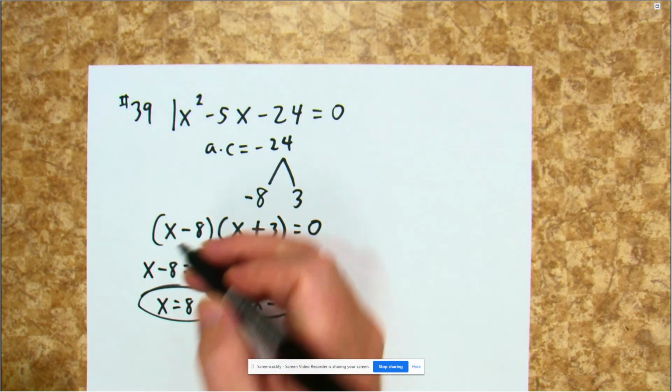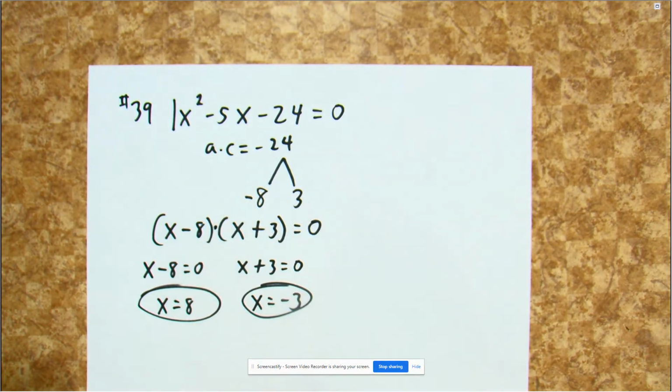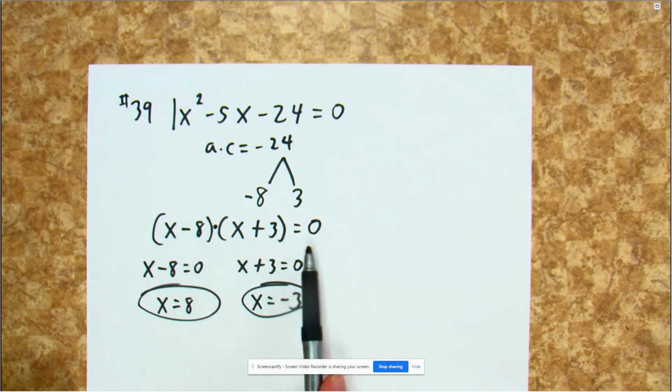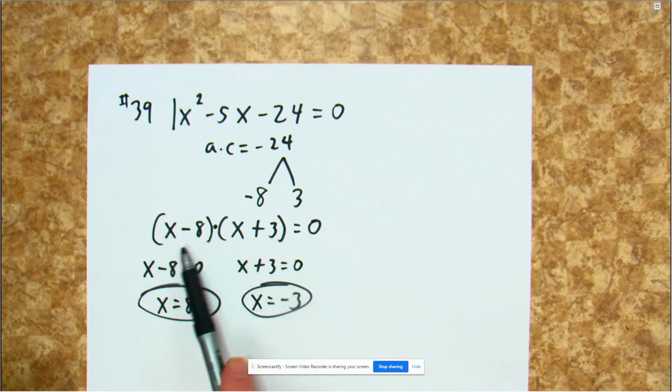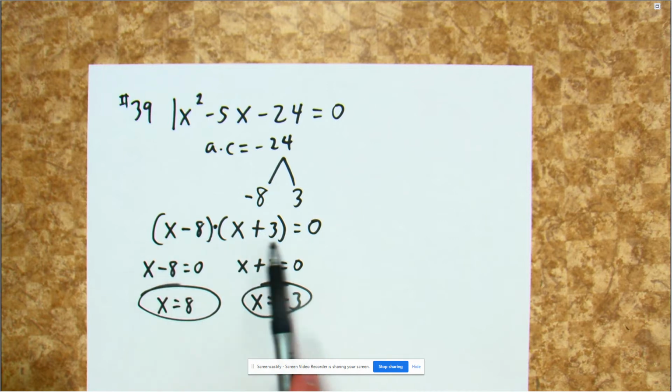Ultimately, when you end up with the two factors being multiplied together equal to 0, you can set those individual terms equal to 0. It's the zero product property. As a reminder, if two things are being multiplied together and the result is 0, then one of those two things has to be 0. So right here, I have an x minus 8 times an x plus 3. Those are my two things. They're equal to 0. So I can take the first thing, set it equal to 0, take the second thing, set it equal to 0. I get my two solutions.